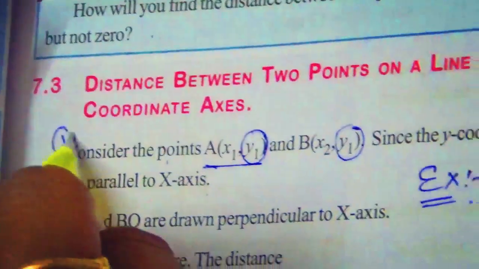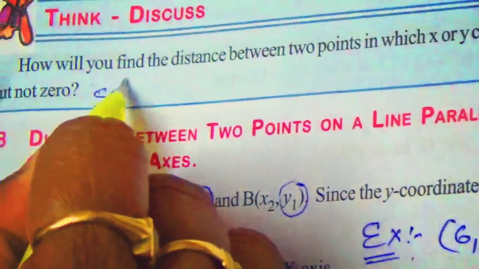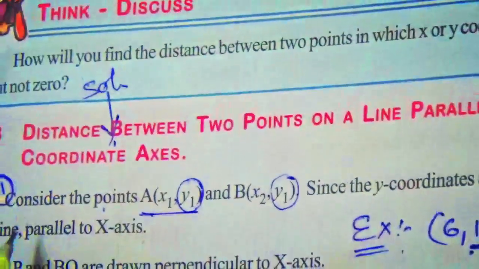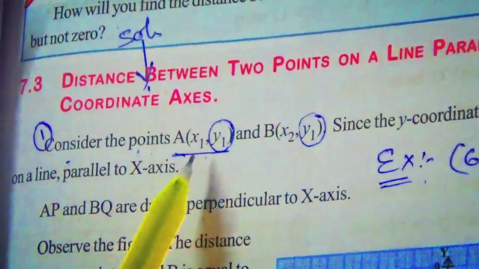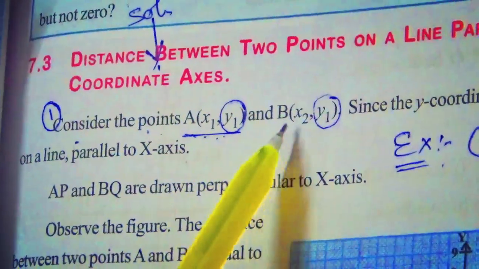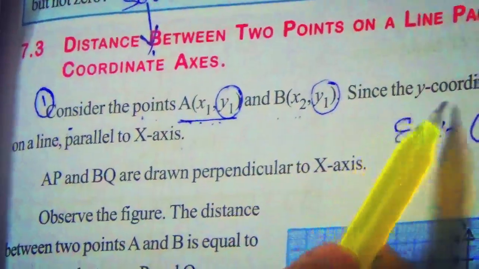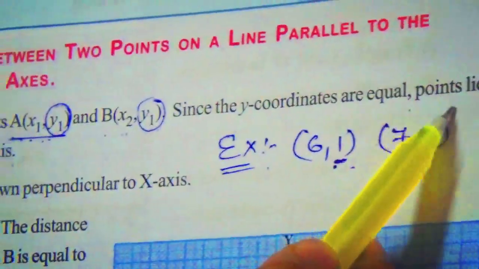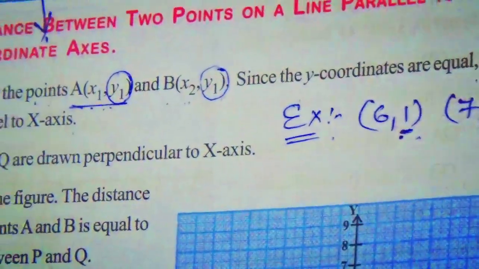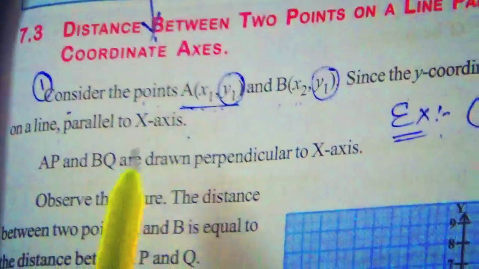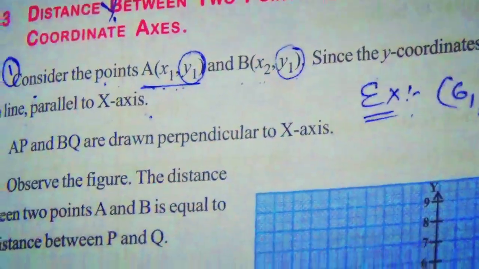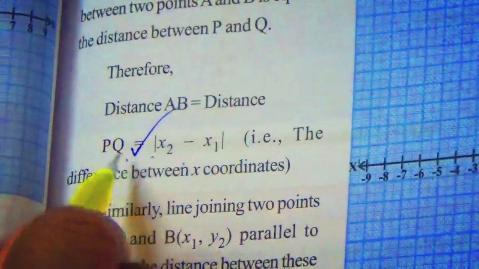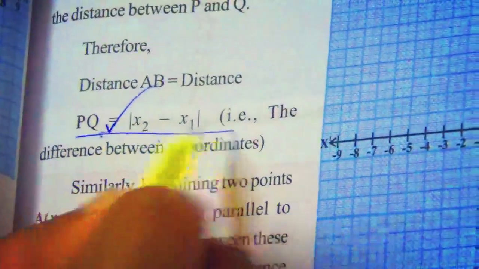Consider the points A (x1, y1) and B (x2, y1). Since the y coordinates are equal, the points lie on a line parallel to the x-axis. Then the distance between the 2 points is given by this formula.